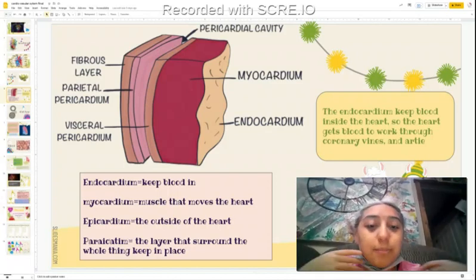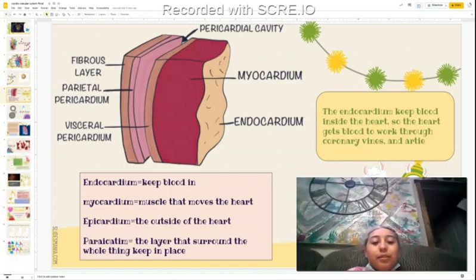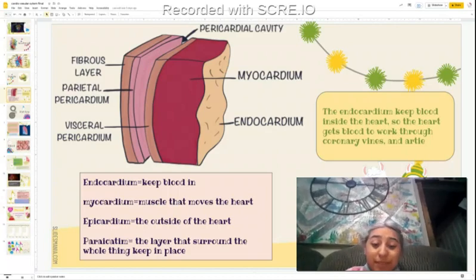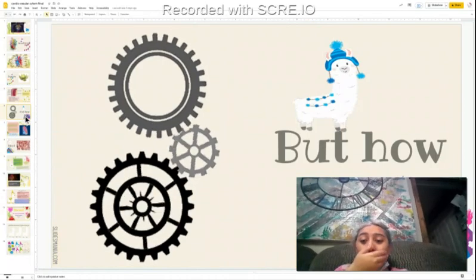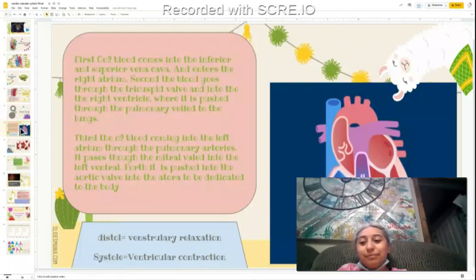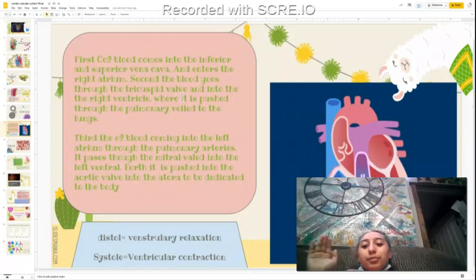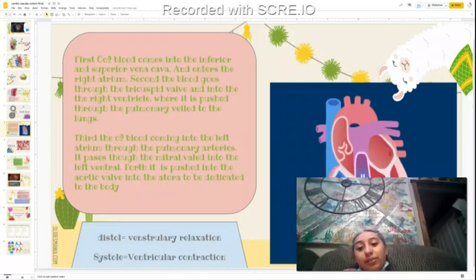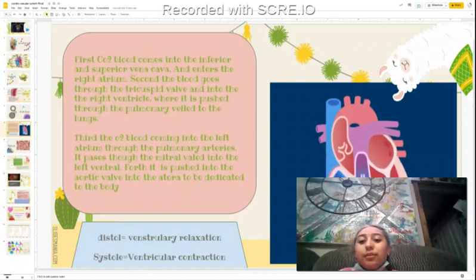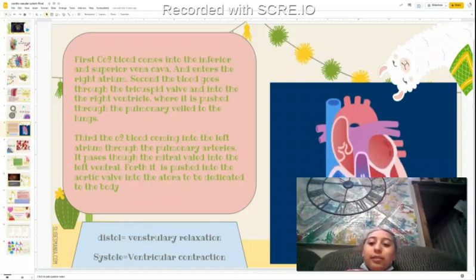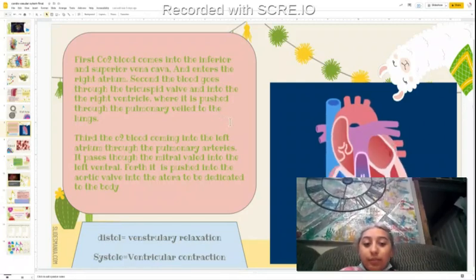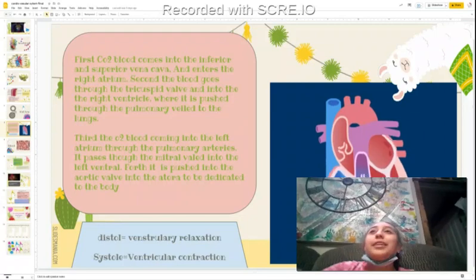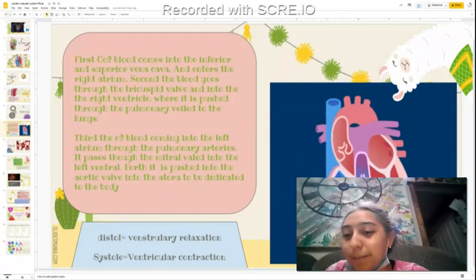The endocardium keeps blood inside the heart, so the heart gets blood through the outside and through coronary veins and coronary arteries. So how does this work? Well, first, CO2 blood comes in through the inferior and superior vena cava and enters the right atrium. Second, the blood goes through the tricuspid valve and into the right ventricle, where it is pushed through the pulmonary valve into the lungs. And then it gets recirculated with O2 blood.